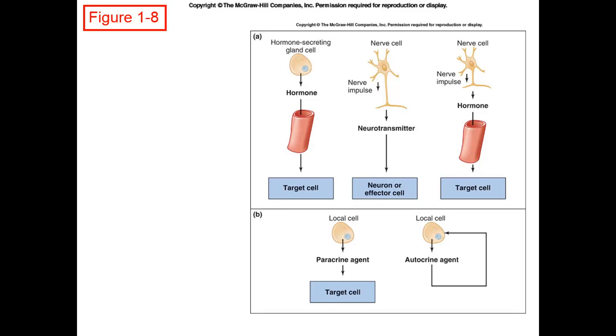All right, here's our examples of communication. So you have a hormone secreting gland cell that dumps a hormone into blood and affects a target cell. You have a nerve that produces an electrochemical signal, produces a neurotransmitter, and then the neuron or effector cell. And then you have another nerve cell, another neuron, that produces a hormone that reaches a target. So there's an intimate relationship between the nervous system and the endocrine system. Those are the two major components. So if you took anatomy with me last semester, I said, what are the two major communication systems in the body? The endocrine system and the nervous system. Now we're going to get more into how some of that stuff actually occurs.